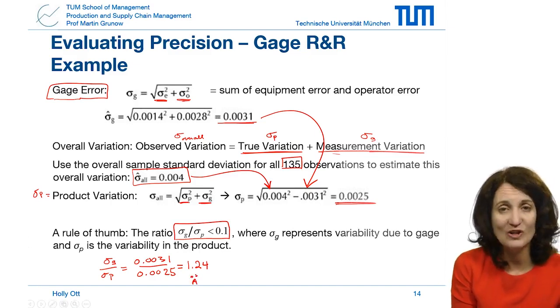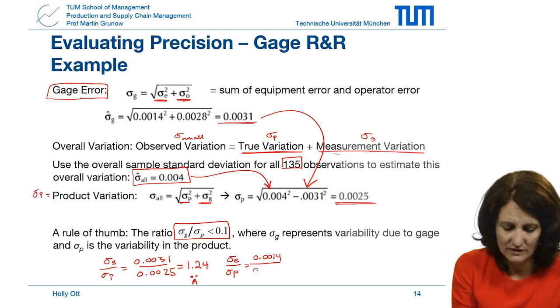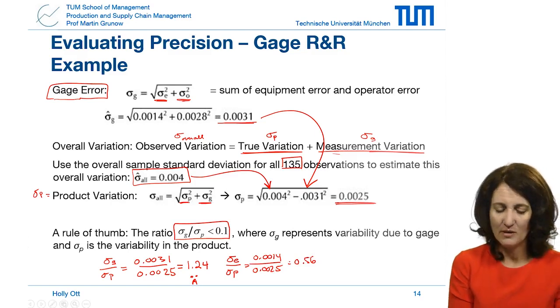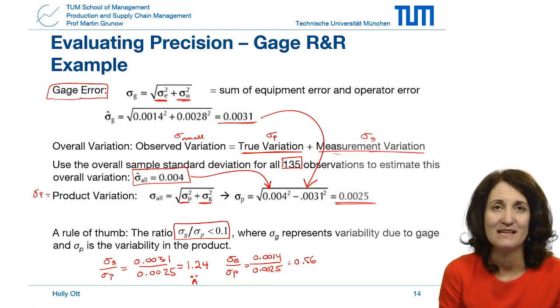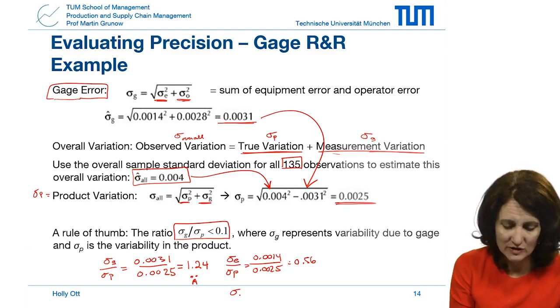But let's look a little more closely, because this is, again, an example from our author, our textbook from Professor Krish. If we looked at just the equipment error, sigma e over sigma p, we would get 0.0014 over 0.0025, which is 0.56, which is not super, but what this tells us is that at least the instrument variability is lower than the product variability, indicating that it's really our reproducibility variation that is the problem. It's causing most of the problems.